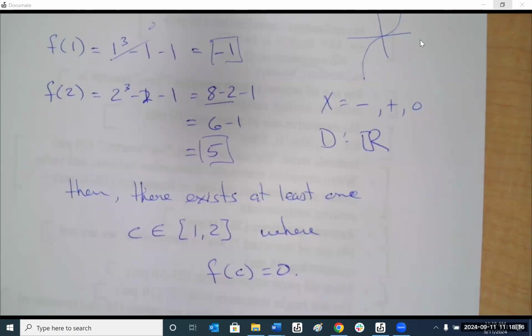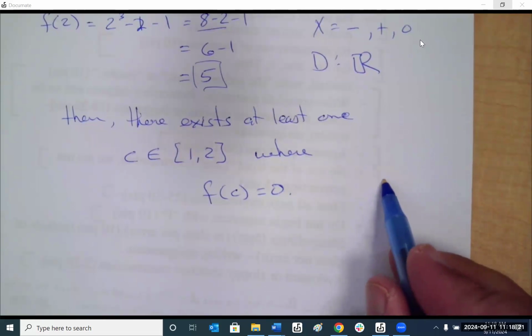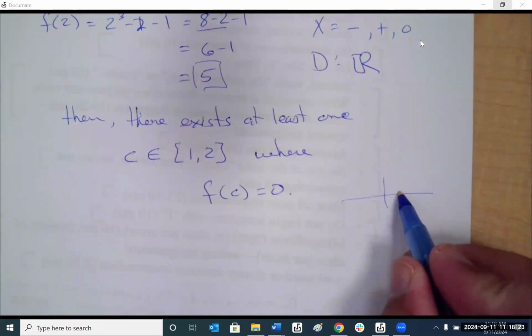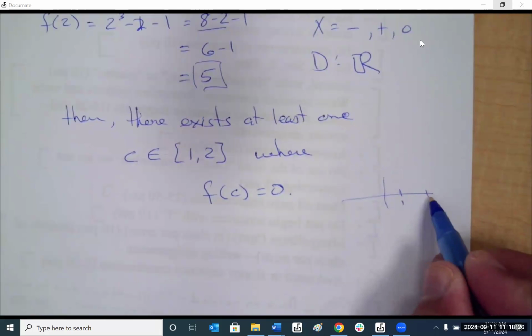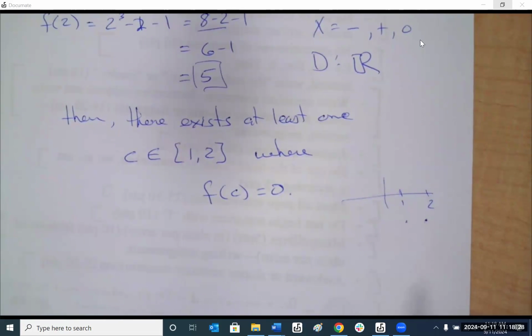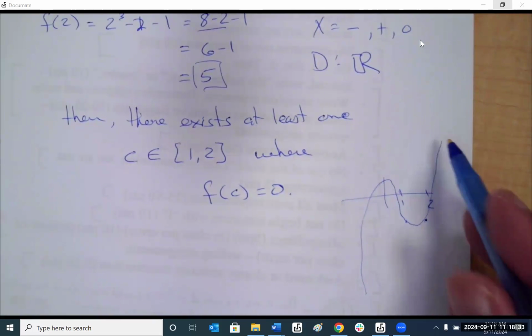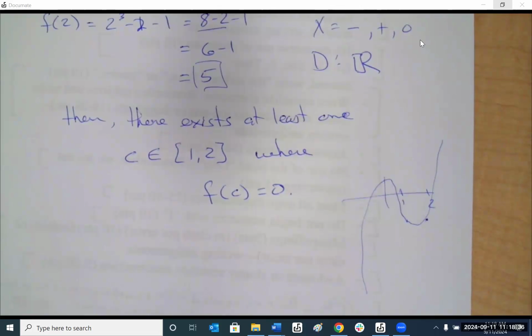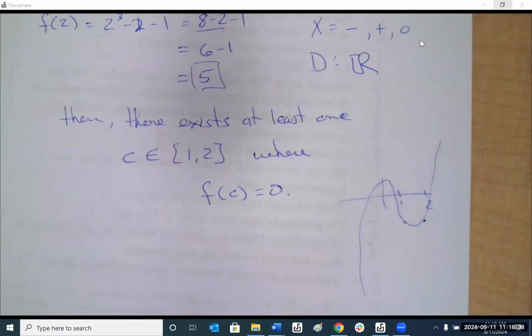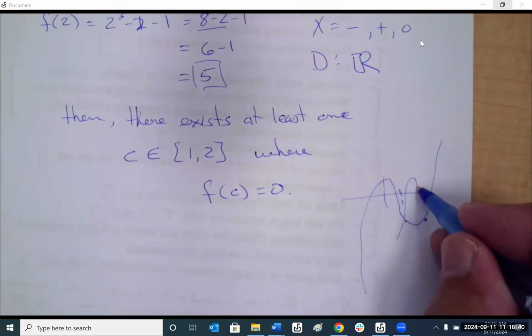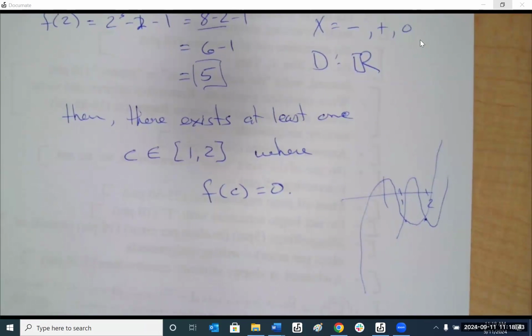We couldn't use the intermediate value theorem, but it still could exist, because if they were, let's say they were both negative at 1 and at 2. The graph, remember, it's a cubic function. It could look like that, or it could have something in between there. So it could go like this. So yeah, it just doesn't assure us something at that point. We have to use something else.